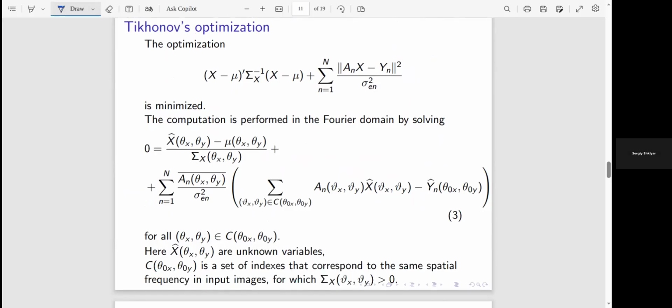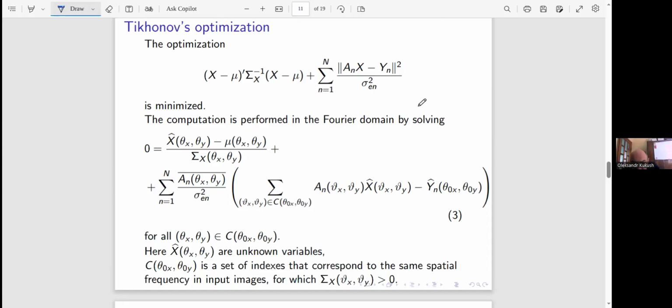regularization is something like solving perhaps an overdetermined, perhaps underdetermined system of linear equations.